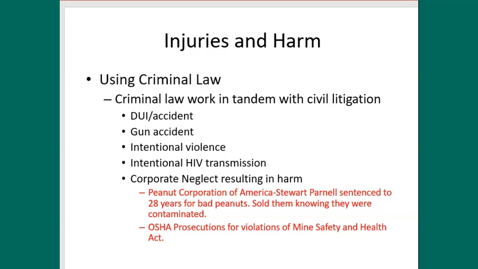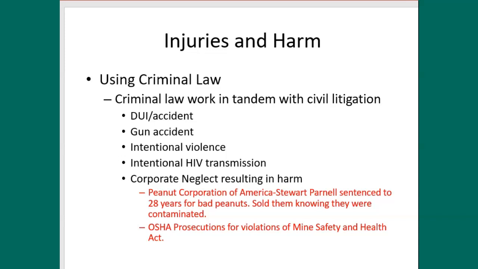Finally, very quickly, I just want to touch on the use of criminal law in the public health field to try to change conditions. Criminal law sometimes works in tandem with civil law in this field. If you think about the DUI laws, which are criminal laws, they're designed to modify behavior and discourage drinking and driving. By the same token, accidents resulting from DUIs could result in civil suits and huge damages. Intentional violence is, of course, always subject to criminal law. Intentional HIV transmission has been criminalized, of course.